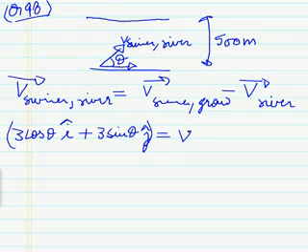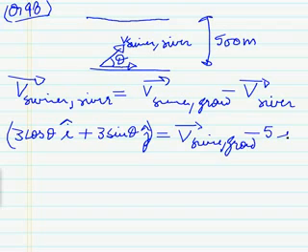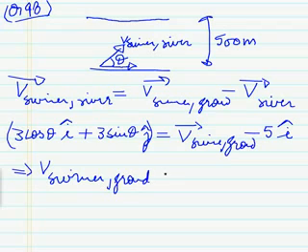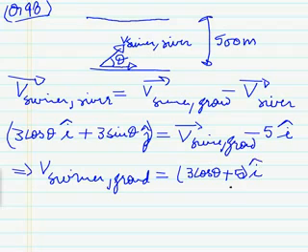and on the right hand side we have velocity of swimmer with respect to ground minus 5 i cap, because the river flows horizontally. This implies that velocity of swimmer with respect to ground becomes 3 cos theta plus 5 i cap plus 3 sine theta j cap.